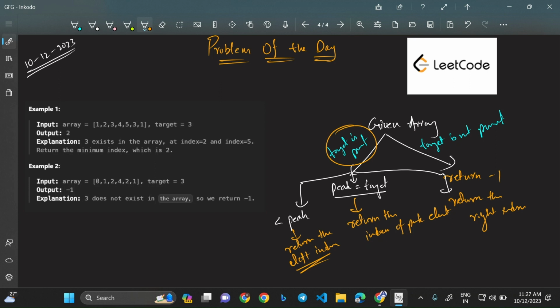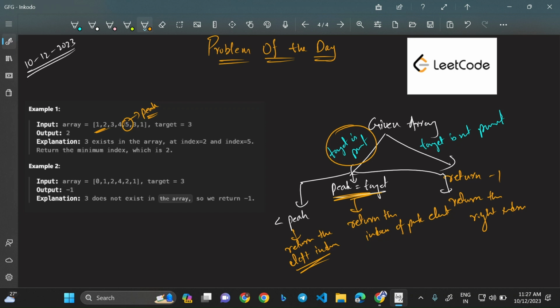The target is present for sure, it is there in the array. So if it's not in the left, it would be in the right. If it's not in the right, it would be in the left. And we return the index of the peak element if the peak is actually equal to the target. Take this array itself: if they ask the target to be 5, then this is the peak, so return the index of this peak. That's it.